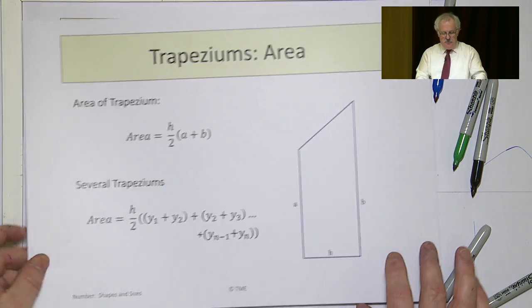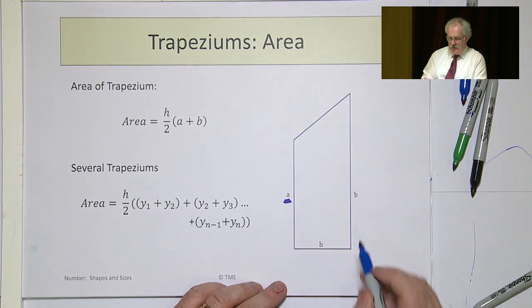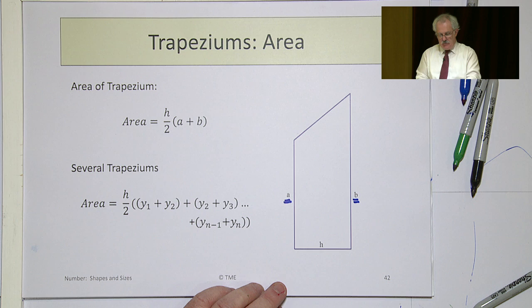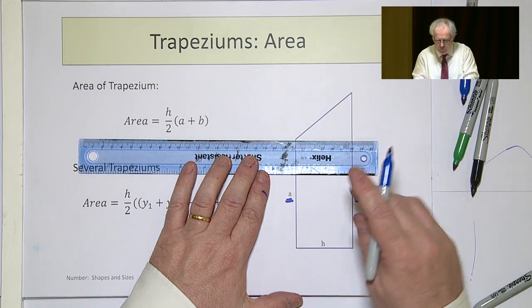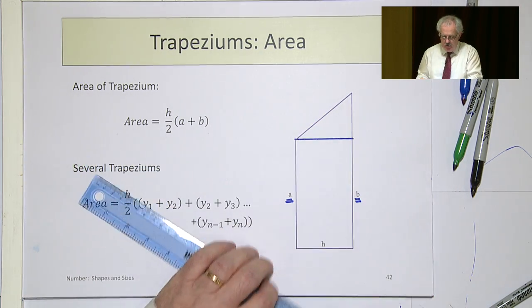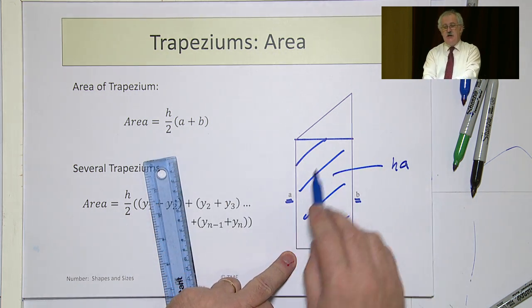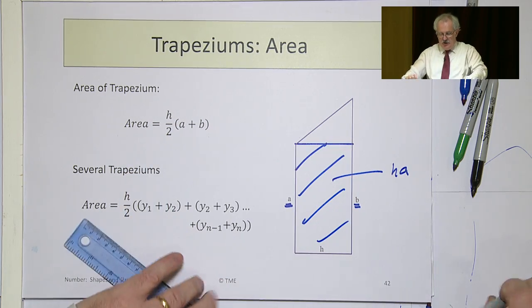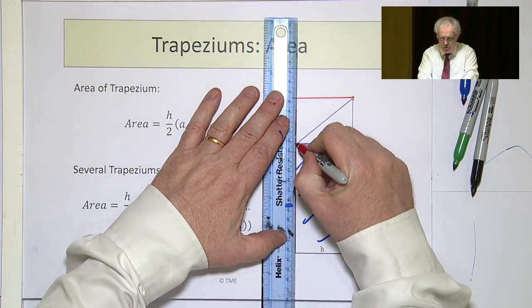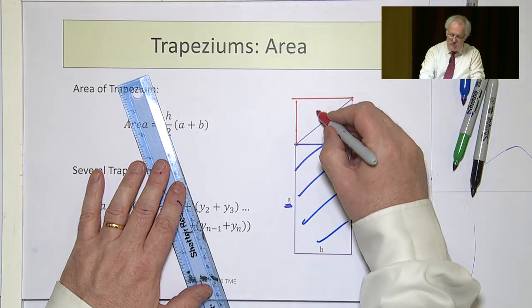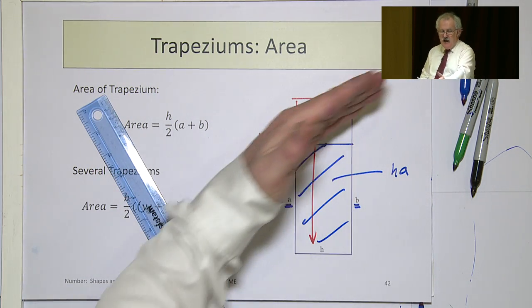The area of a trapezium is defined as h over 2 times (a plus b). A would be one of the lengths, b would be the other. H is the distance, the common distance. Now if it was just this part, we'd call it HA, because it'd be H times A, and that would be the area. If on the other hand, it was a full rectangle all the way up, we'd say this area here, the whole lot, would be HB. But it's sort of halfway between them.